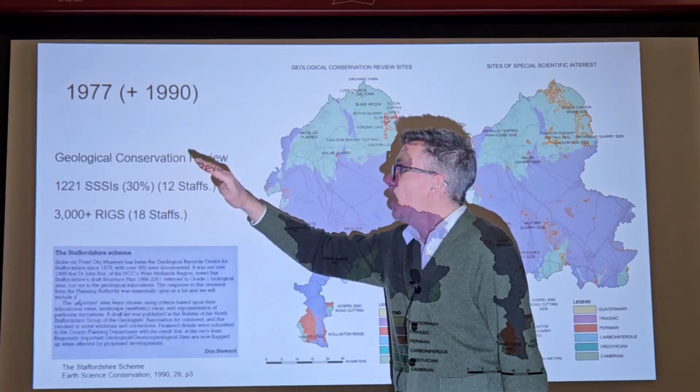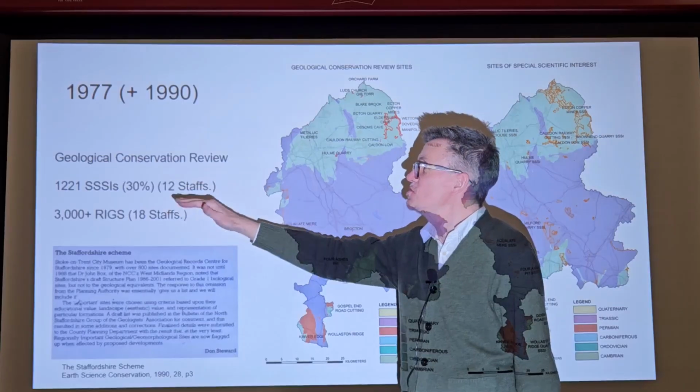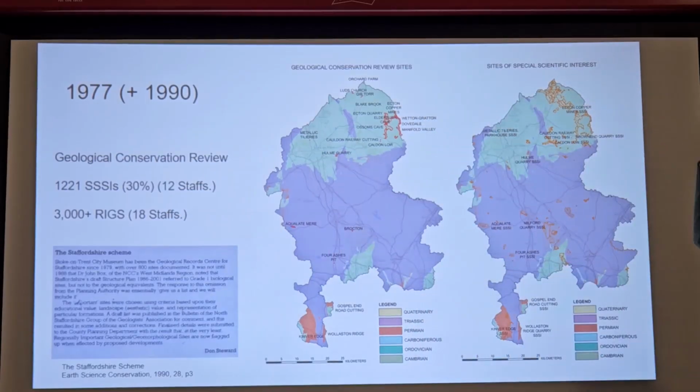Today, there are about 4,000 triple SIs. 1,221 are geological, which is 30% of England. This is an England fact. 30% of England's triple SIs are geological, which shows you how important still geology is in the context of that nationally important protected network of sites, SSSIs.